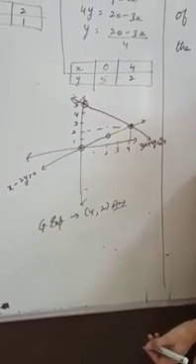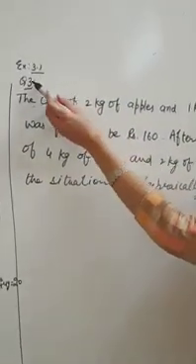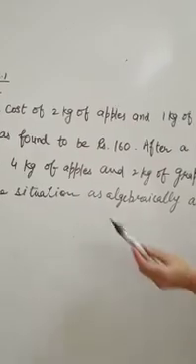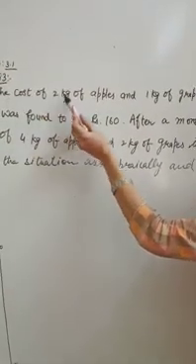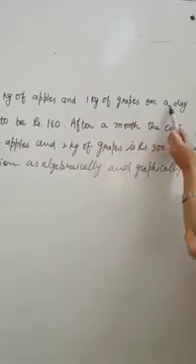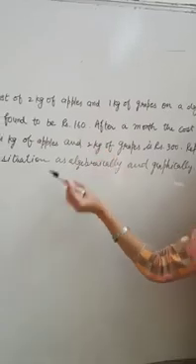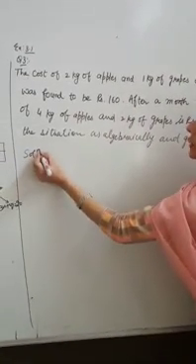Okay, getting the point? Okay, let us see one more example of it, as here is exercise 3.1, third question. The question says the cost of 2 kg of apples and 1 kg of grapes on one day was found to be rupees 160. So we can see here the solution.